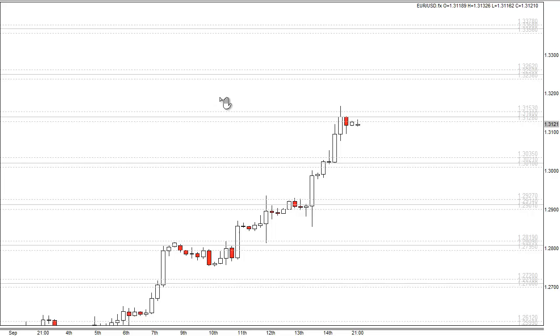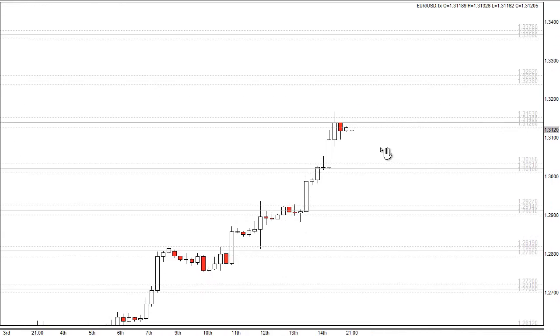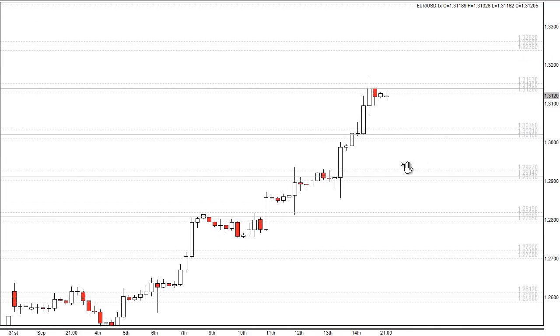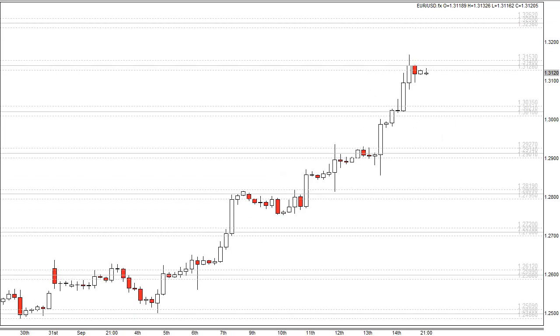You're looking at a EUR-USD 4-hour chart. In today's analysis, we're going to take a look at a few areas of support and resistance. These areas can hold up price, and they can also be great for trading reversals. So let's take a quick look at some of the areas we looked at last week.